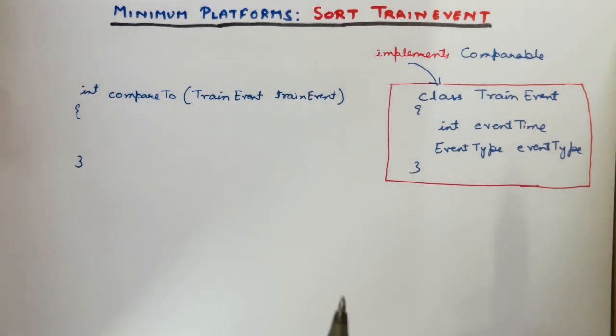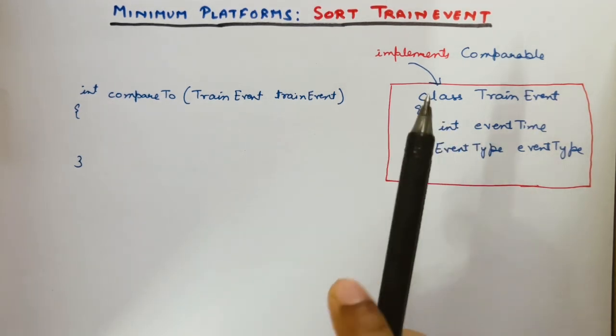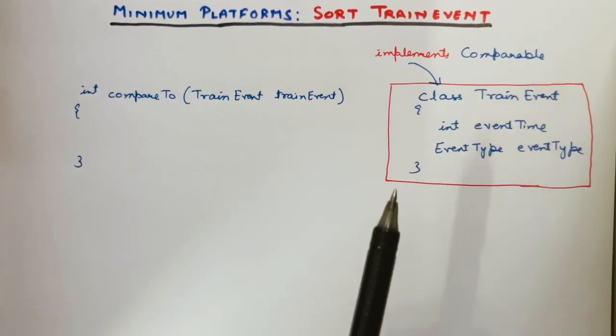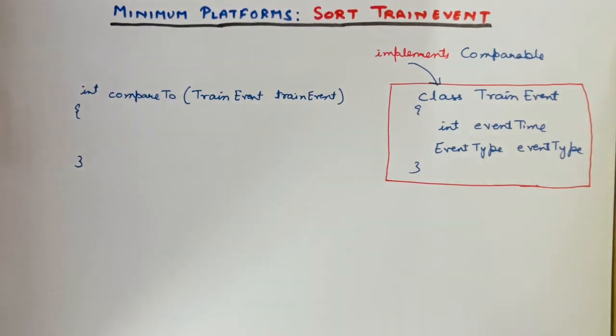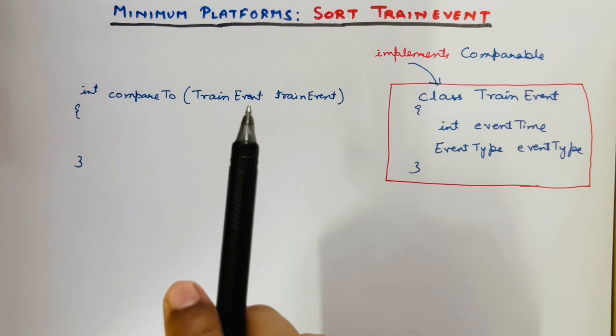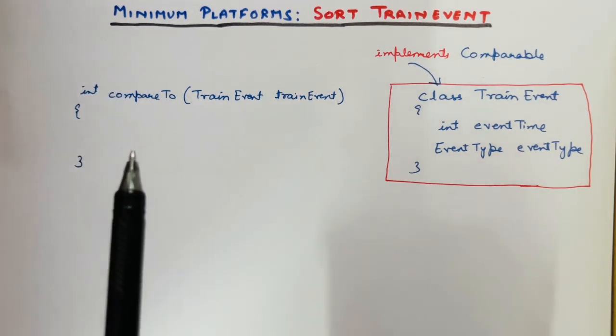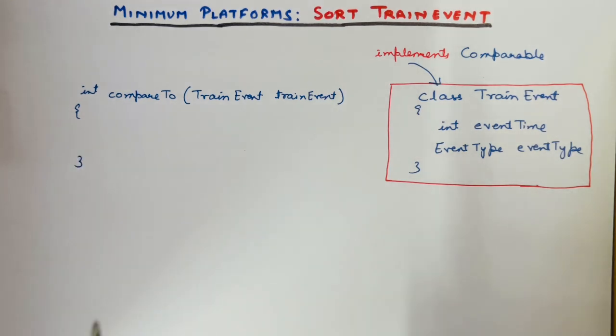To sort a custom class or a data structure in Java, we have multiple ways. One of those ways is that the class should implement the Comparable interface. So in this case, our train event class is implementing Comparable. Now, if we have to implement Comparable, we have to override its method compareTo. What does this compareTo method do? This takes another train event and it will compare this train event with the current object's train event, and it will return which one of them is smaller and which one of them is greater.